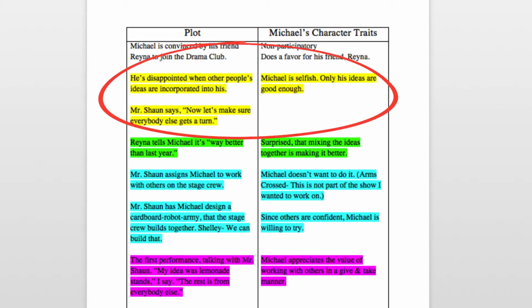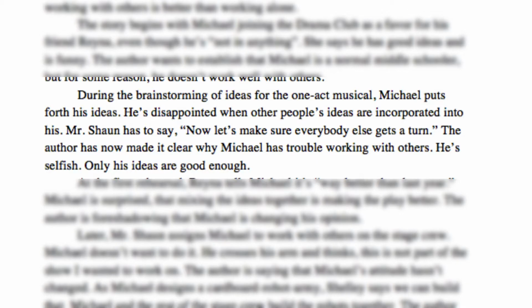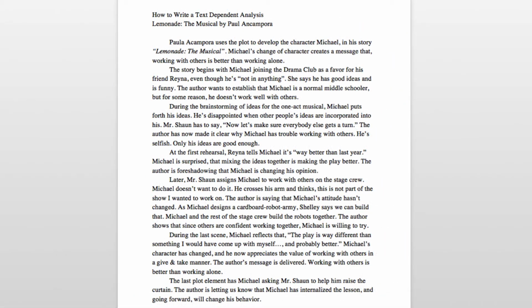A younger writer will organize their essay as separate big idea paragraphs, joined together with transition words. Each paragraph will identify the plot element and coordinate it with Michael's character trait. The writer will explain why the author describes Michael this way and any writing craft techniques involved. It could look like this.